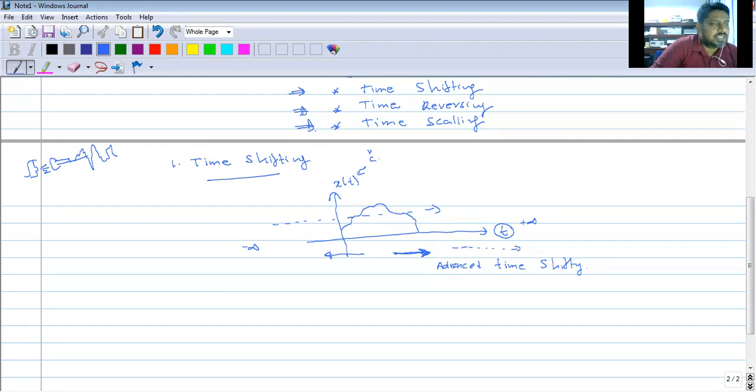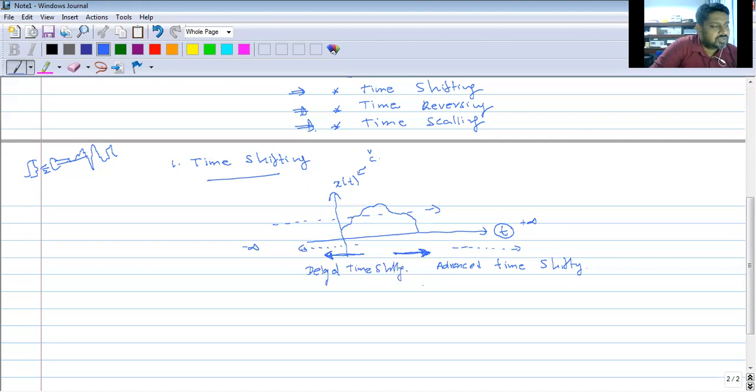So if we move to the time increasing side, we call it advanced time shift. Likewise, if we move to the opposite side, the time decreasing side, the signal is also shifting, but we call it delayed time shifting.